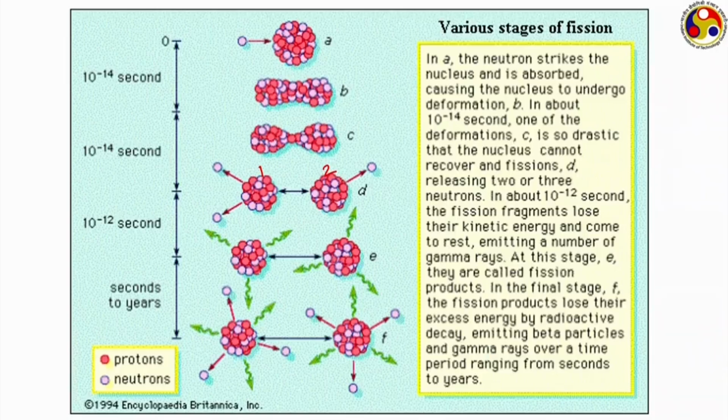Now, just take a look at the extreme left of this figure. What are the time scales involved? The steps from A to B to C to D, this total thing is happening within a time span of just 2 times 10 to the power minus 14 seconds. That is an extremely small time scale, within which this entire phenomenon of one parent nucleus being struck by a neutron and splitting into two components happens.